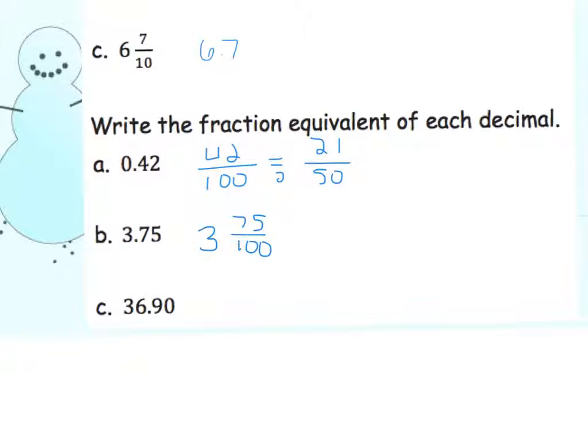Alright, this one is 3 and 75/100. I am hoping by now that you know 75/100, if you're thinking of quarters, is 3 and 3/4, because 25 goes into 75 3 times and it goes into 100 4 times. And this last one, we can say 36 and, now right here, this says 90/100, but we really don't need that 0, so I'm just going to go ahead and simplify to 9/10. The end.